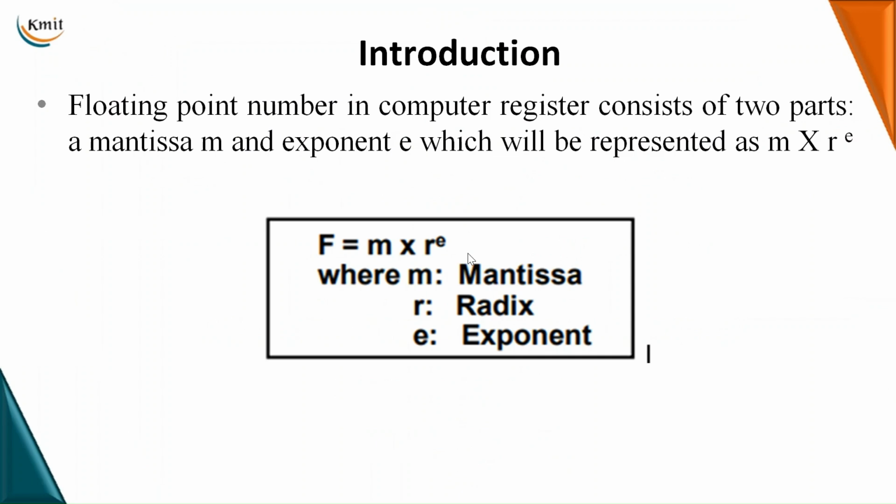So coming to floating point numbers, we have already discussed floating point representation. A floating point number in the computer register mainly consists of two parts. The first part is called the mantissa, and the second part is the exponent. And we also have something called a base. So it is represented in the form m into r to the power of e, where m represents the mantissa part of your data, r is your base or radix, and e represents the exponent. So we can represent a floating point number in the form of m into r to the power of e.